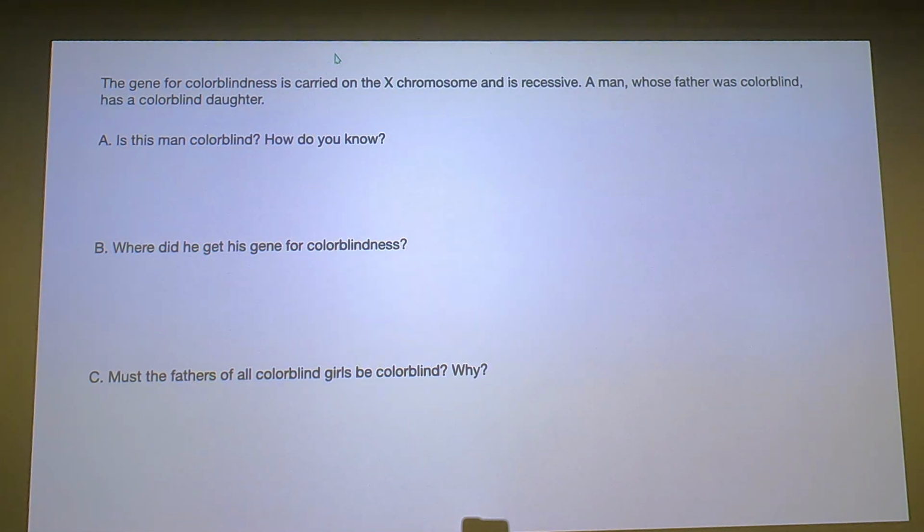All right, here's another one. So now let's talk about people. We've mentioned there's one trait, color blindness, that's carried on the X chromosome, and it's recessive. So here's something sneaky. We say a man whose father was colorblind has a colorblind daughter.